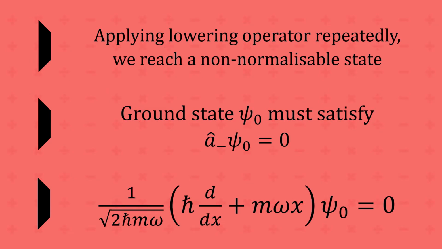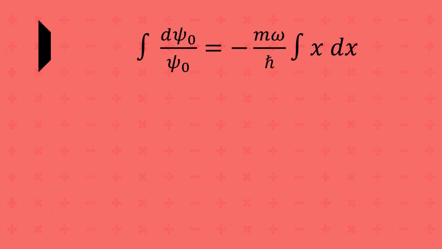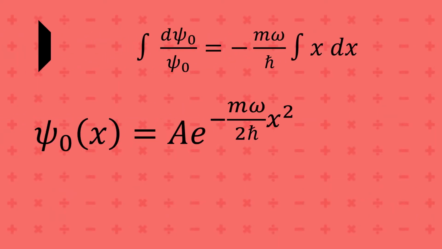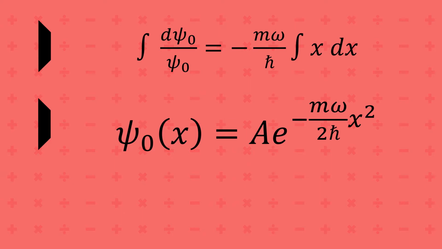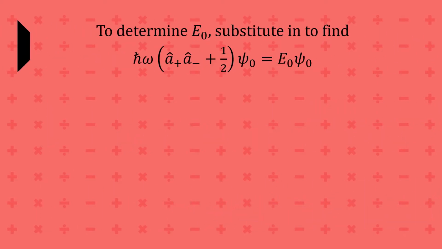Using the definition of a hat minus, we therefore get this equation here. This can be rearranged into this expression here, and therefore we get that psi naught of x is equal to A e to the minus m omega over 2 h bar x squared, where A is some constant. Hence we get the normalized form of this expression here.